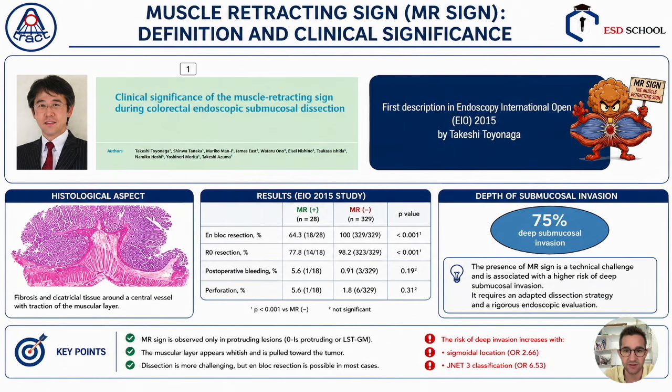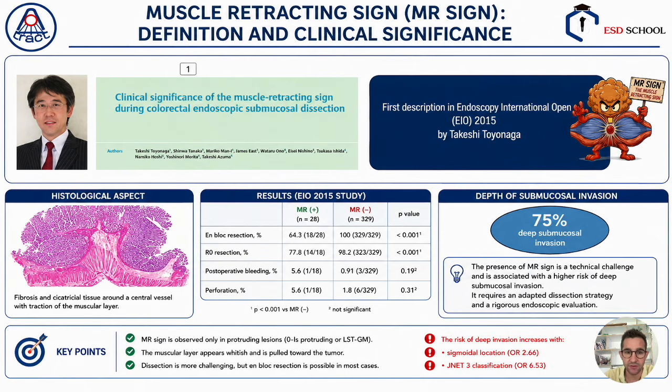Now we are beginning to talk about this muscle retracting sign. This sign, the muscular retracting sign, was described by Takashi Toyonaga in 2015. We showed in the first lecture that it was correlated with the nodular aspect of the lesion. When the muscle retracting sign is present, the en bloc resection rate and the R0 resection rate are really decreased, and the perforation rate and bleeding risk after the procedure are increased. So it is a difficult situation.